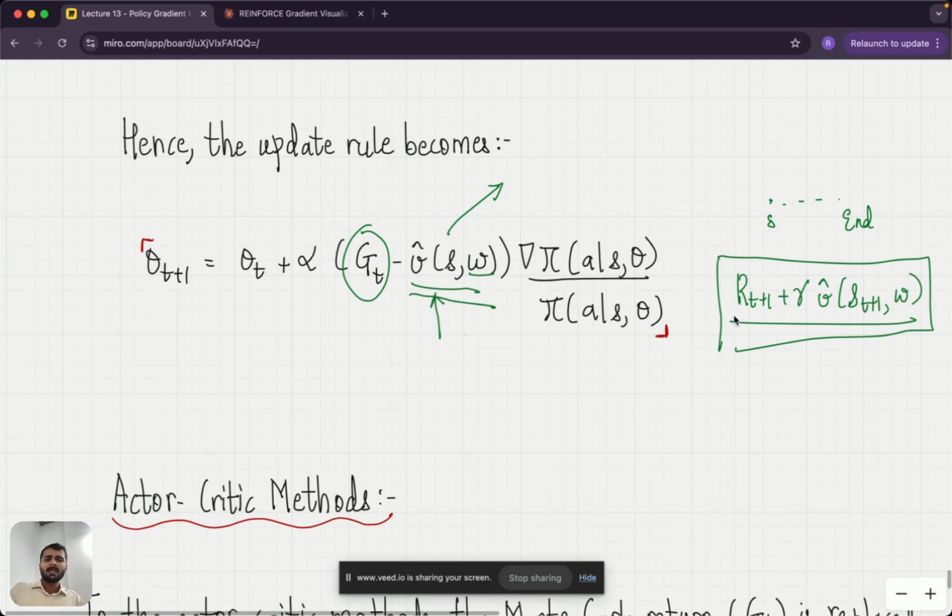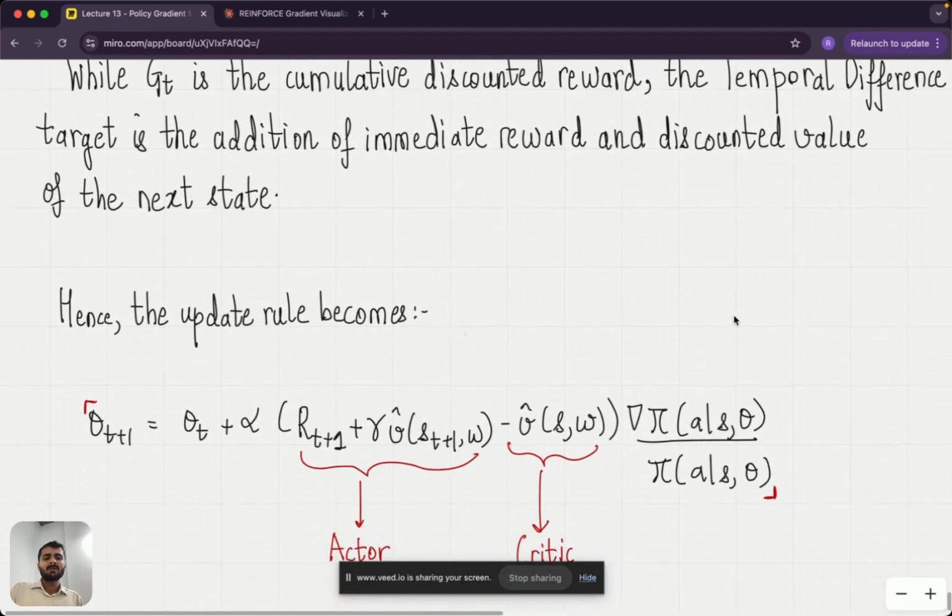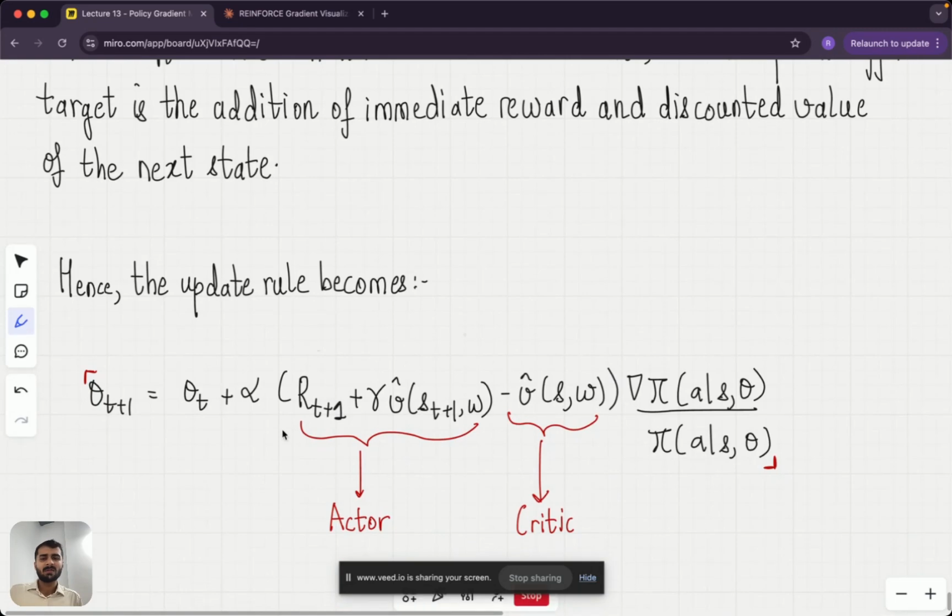And we have been coming to this approximation. I think we have come to this at least 8 to 10 times in this reinforcement learning phase. So by now you should be clear that this is a temporal difference target. And instead of the Monte Carlo target, we use the temporal difference target over here. And this is the actor critic method. What happens is that this target is the actor and this target is the critic.